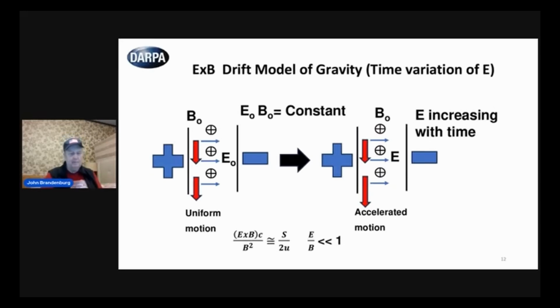You can do the same thing by making a time variation between the plates. Rather than being curved spatially, they are curved in time. If the two plates have an electric field between them, and you keep the magnetic field constant and apply a voltage ramp, a sawtooth, you can get everything to accelerate at the same rate in the same direction, regardless of charge or mass. It looks just like gravity.